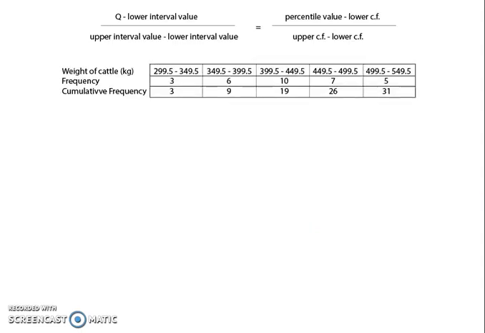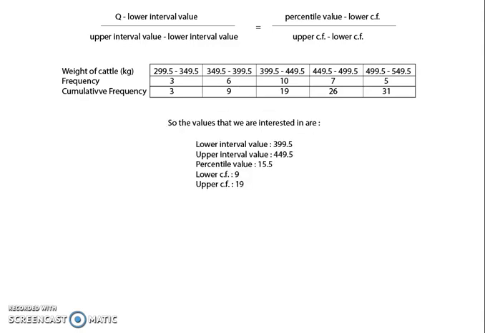Here is the formula and the table again. Now that we know where the 15.5th value lies, we also know what numbers we're interested in. So this includes the lower interval value, 399.5, the upper interval value, 449.5, the percentile value, 15.5, the lower cumulative frequency, 9, and the upper cumulative frequency, 19. Now we can insert these numbers into the formula above. In this instance, we are searching for Q2, otherwise known as the median.